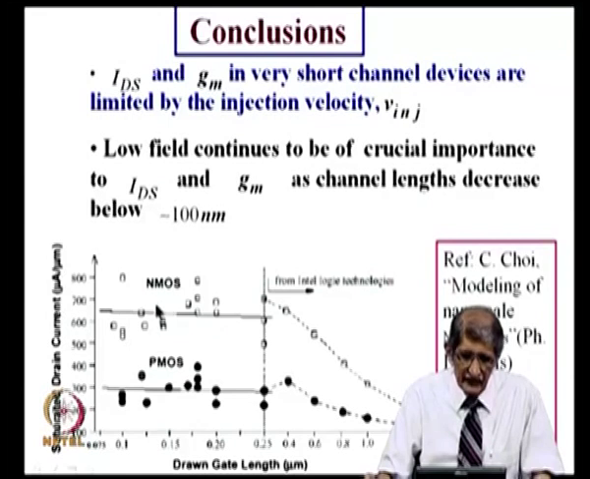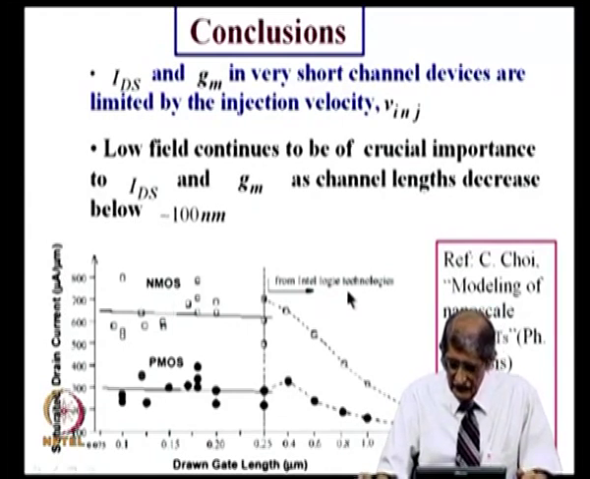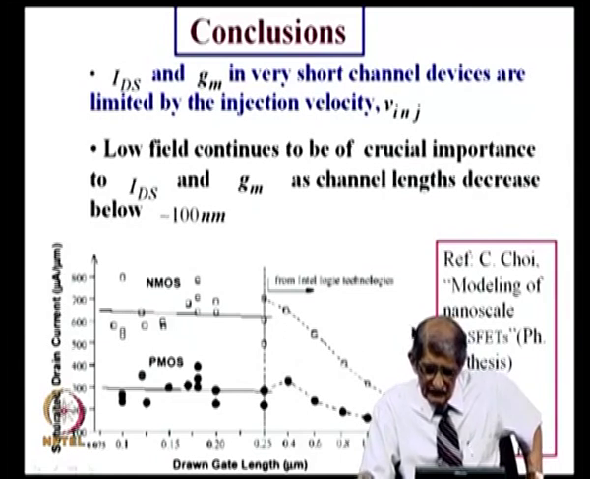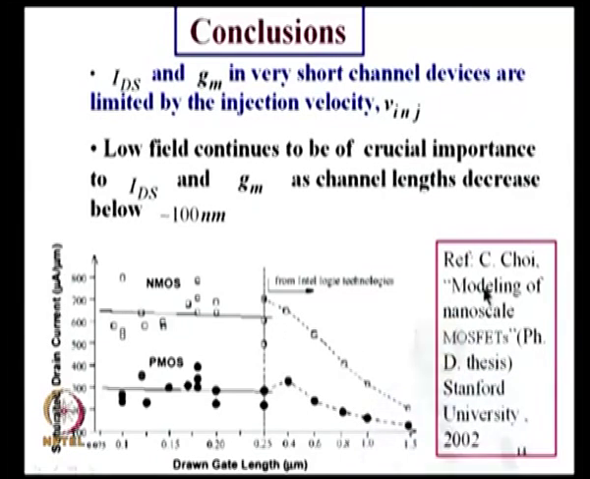but the current is lower than what you would get with the saturation velocity, because injection velocity is smaller than the saturation velocity. Okay? And you can see the reference is a research scholar, modeling of nanoscale MOSFETs, PhD thesis of Stanford University 2002. There was a time when that model was also given by Lundstrom, etc., at Purdue University.